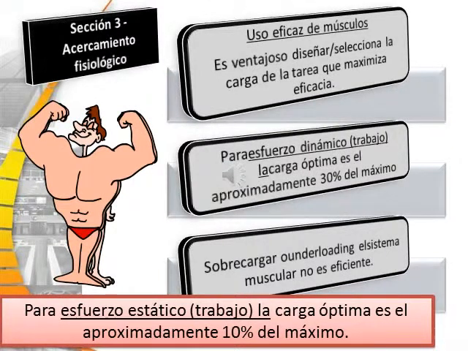The effective use of muscles. It is advantageous to design or select a task load which maximizes efficiency. For dynamic work effort, the optimal load is 30% of maximum. For static work, the optimal load is 10% of the maximum.